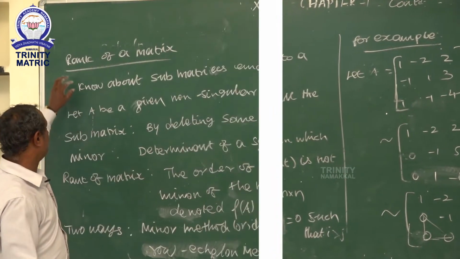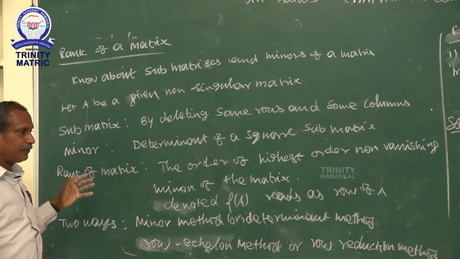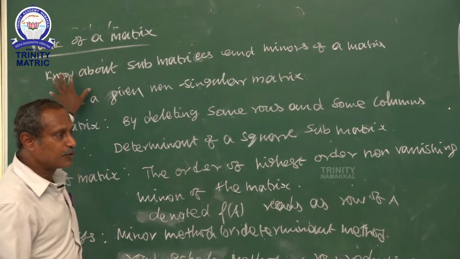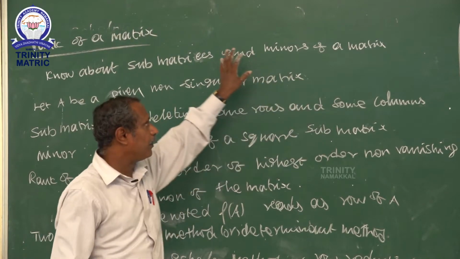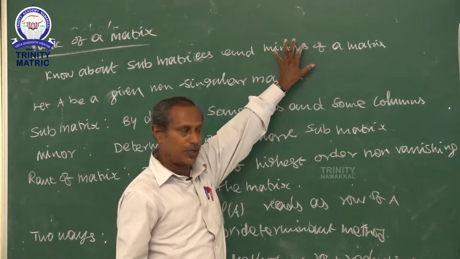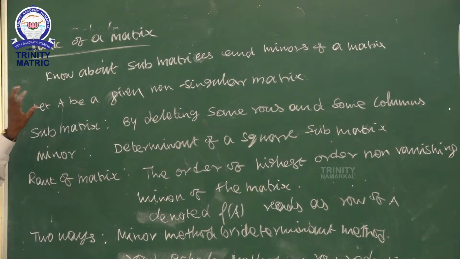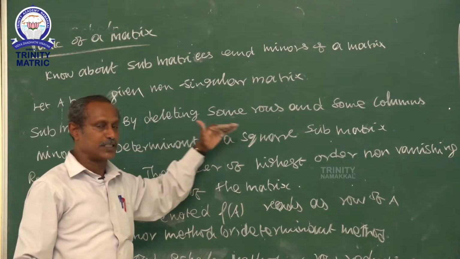Next we move on to the unit on the rank of a matrix. How do we find the rank of a matrix? We must know some terms: one is submatrices and another is the minor of a matrix. Minors of matrices you have already studied in the first unit. Now you have to find the submatrix. A submatrix is nothing but this: suppose a matrix is given, you delete some rows and some columns.